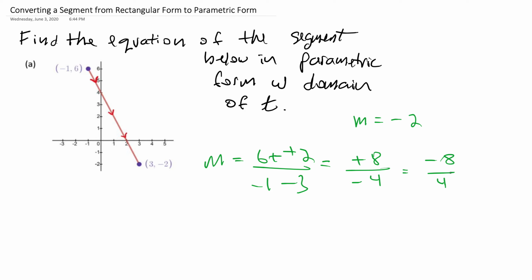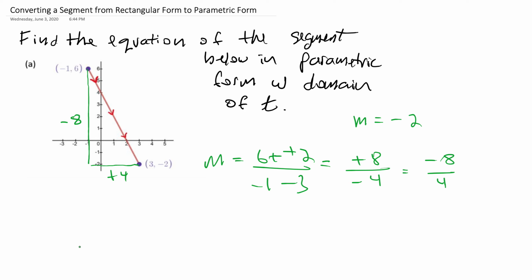It'll still work out, but I just like going down. That's my rise and that's my run. I don't want this to be my rise and this to be my run. So here's the rise, here's the run. The rise is -8 and the run is +4.